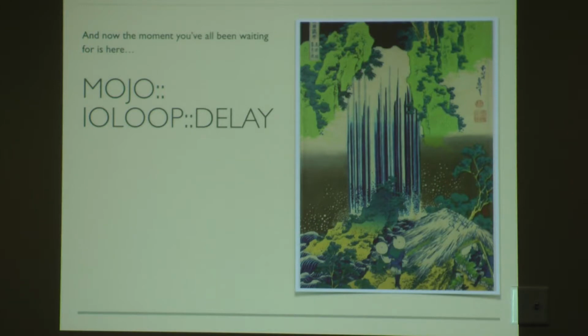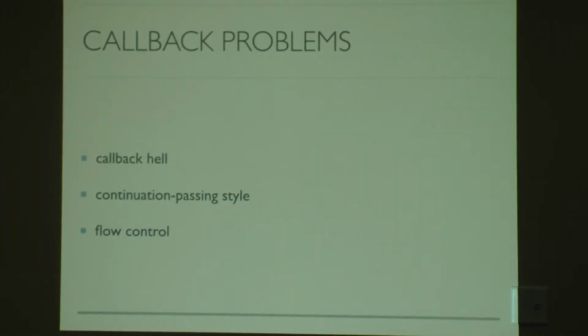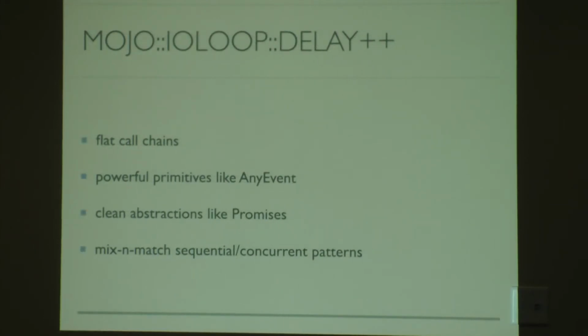This Mojo IOLoop delay combines the flexibility of AnyEvent's condvars with some of the nicer abstractions and ease of use that promises have. So remember, our original problem that we're trying to solve is we're trying to avoid the callback hell, continuation passing style, and we want some good flow control over our program. So Mojo IOLoop delay has the same kinds of things that the other ones we've seen. It has some nice flat call chains, powerful primitives like AnyEvent, some clean abstractions like promises does, and you can mix and match your sequential or concurrent patterns.